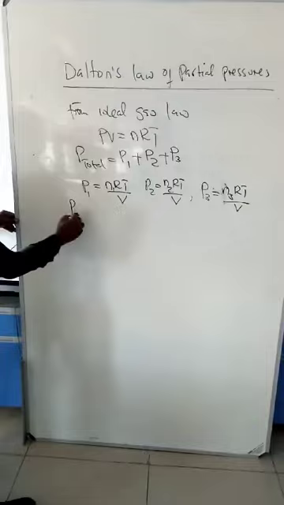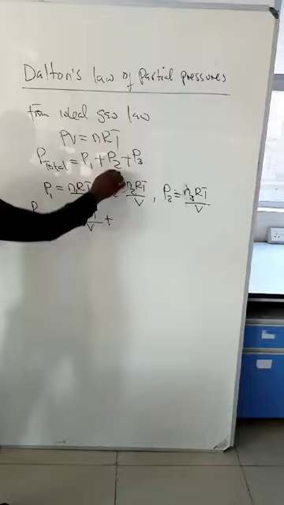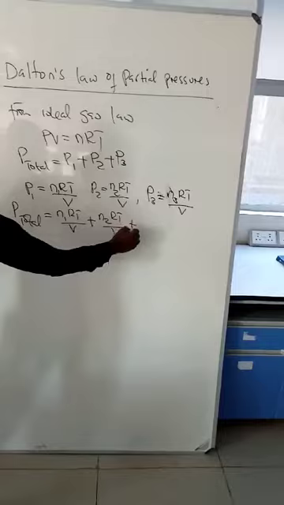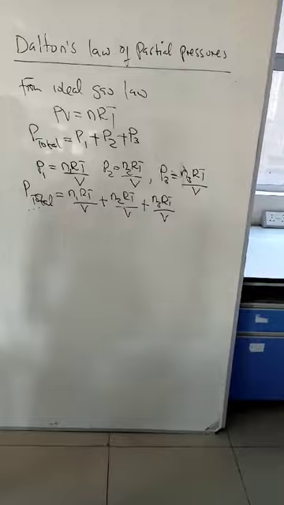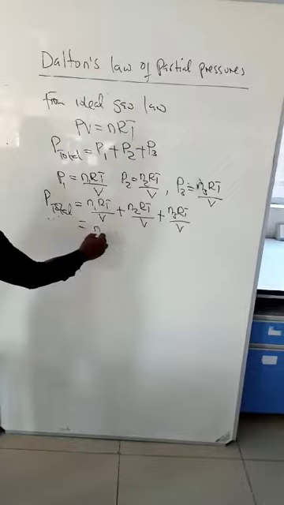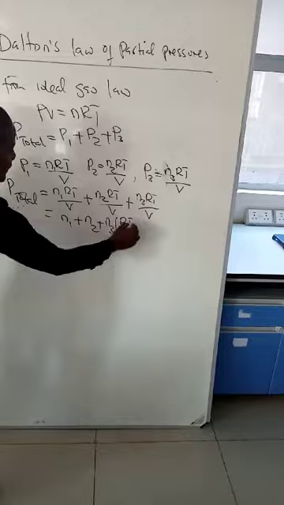So P total will equal P1, which is N1 RT over V, plus P2, which is N2 RT over V, plus P3, which is N3 RT over V. Then you can see here that RT over V is constant, so you can factor it out. So this is just the same as N1 plus N2 plus N3, times RT over V.